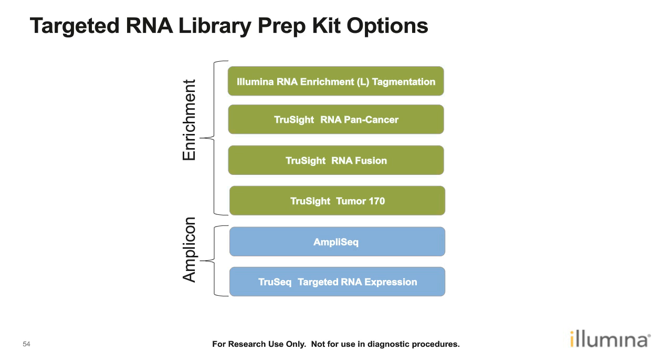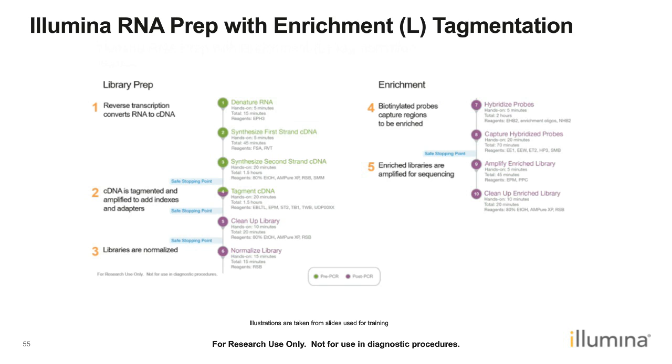We'll begin with the Illumina RNA prep with enrichment tagmentation workflow. This is an RNA input tagmentation-based enrichment kit. It's essentially the RNA version of our previously named Nextera Flex for Enrichment kit. This kit converts RNA to cDNA, which it can then tagment, so cut. Once the libraries are made, probes are used to enrich for the libraries of interest.